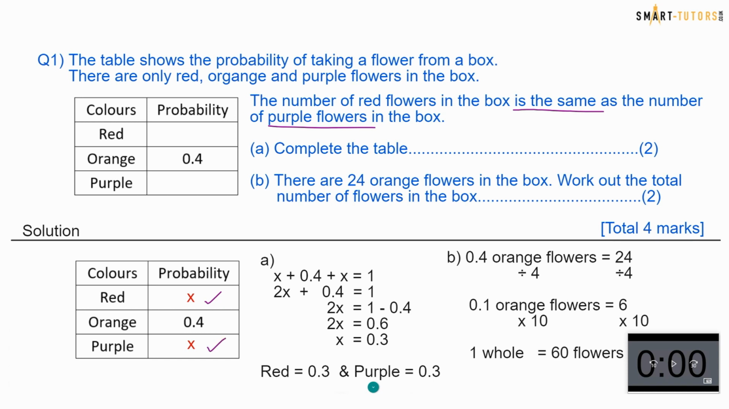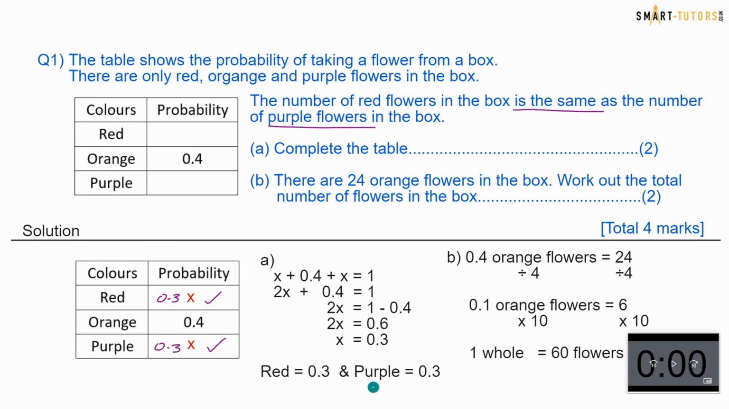So if you write an equation X plus 0.4 plus X is equal to 1, then you can solve the equation, a simple algebraic equation, that gives X equals 0.3. So red is 0.3 and purple is 0.3. So you can write here red is 0.3 and purple is 0.3.